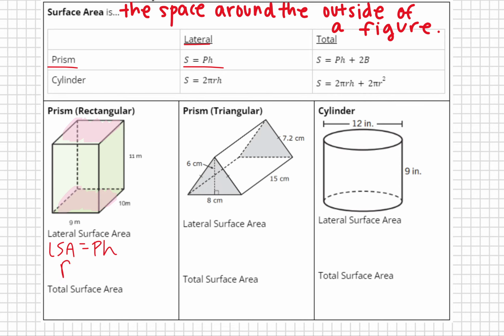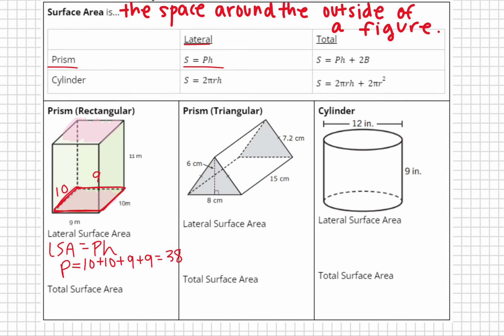The perimeter is the distance around the base. So you add up all four sides of the base. One side of the rectangle is 9, so the other side is also 9. One side is 10, so the opposite side is also 10. And we're going to add up all four of those sides. So my perimeter is 10 plus 10 plus 9 plus 9. You can add all those together. 20, 29, 38.